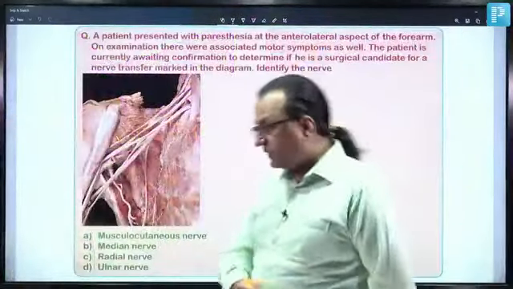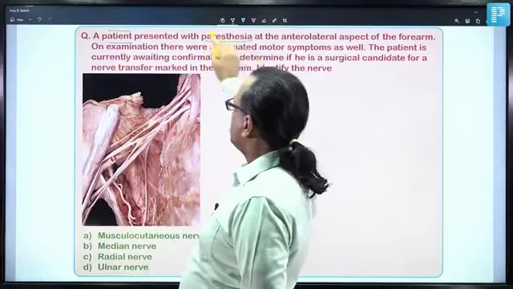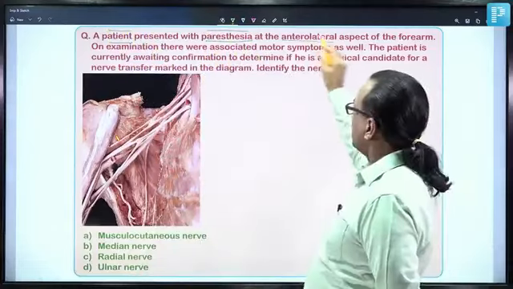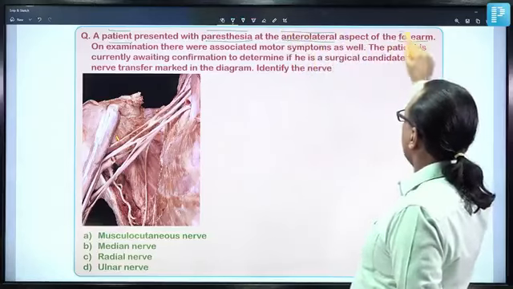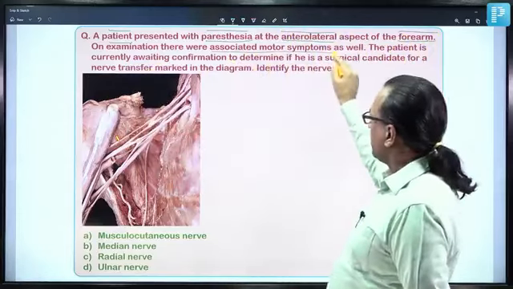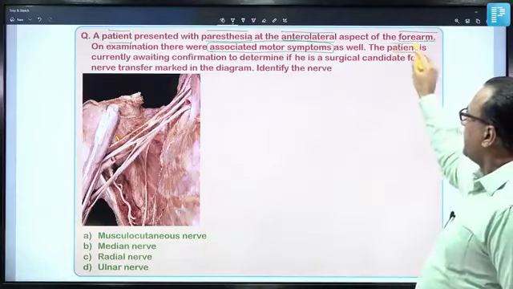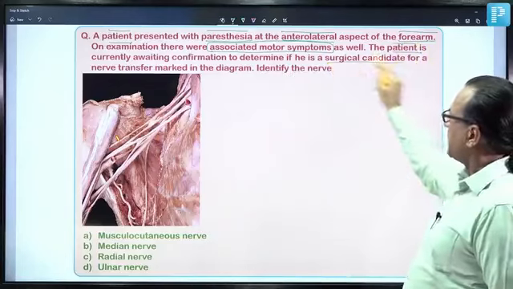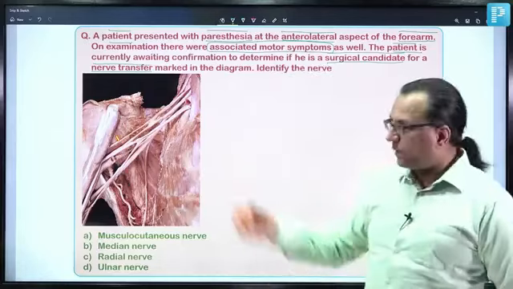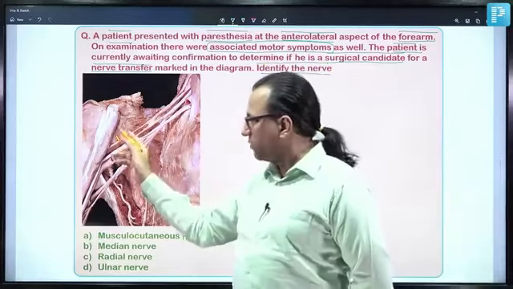What we notice here is a patient has presented to us with some paresthesia at the anterolateral aspect of the forearm, means some sensory disturbance, and then upon examination there was some associated motor symptomology as well. Now, the surgeon has planned that the patient might be needing a nerve transfer, a surgical candidate for nerve transfer. The question is asking us, which nerve are you planning to transfer? Identify the nerve. Now the arrow mark has been given and some options are given.